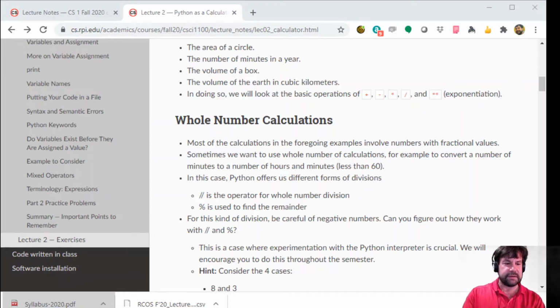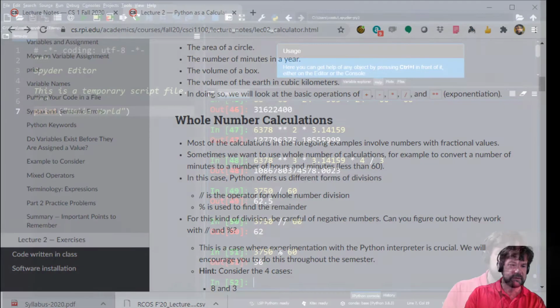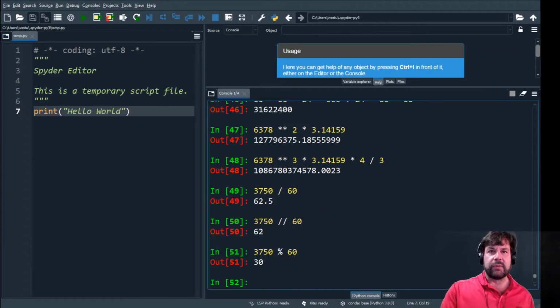Oops, you know what? I didn't switch to my spider. That's why this isn't looking right. Okay, so if we have 3,750 seconds, we divide by 60, we get 62.5. Dividing any two numbers gives us a floating point with a decimal, right? So this converts between two integers, 3750 and 60 are both integers, and gives us a float.